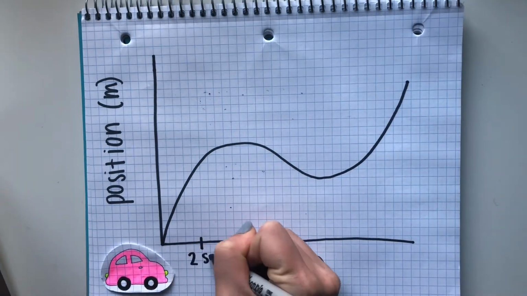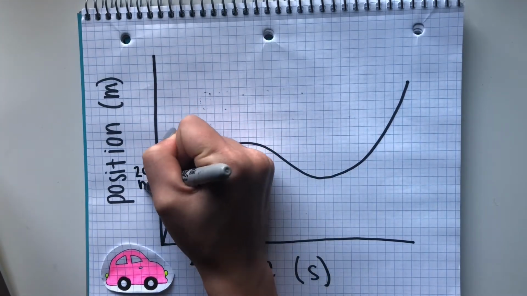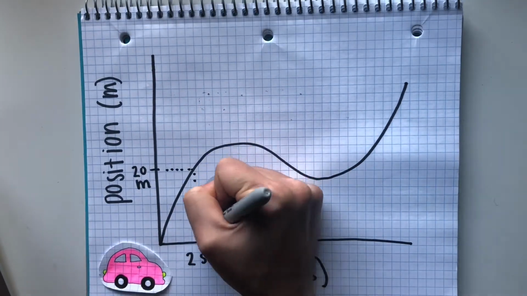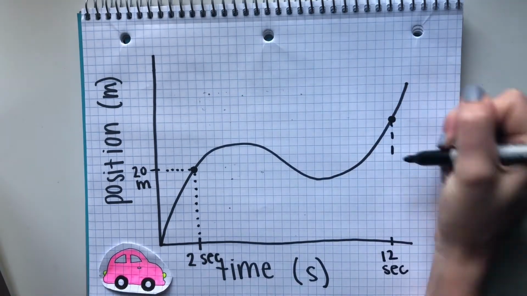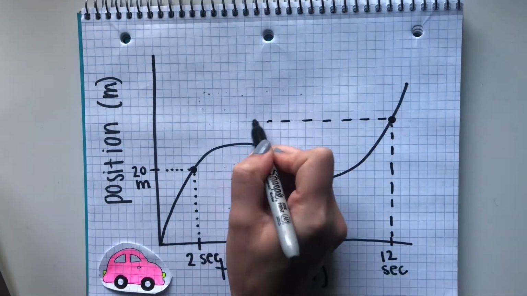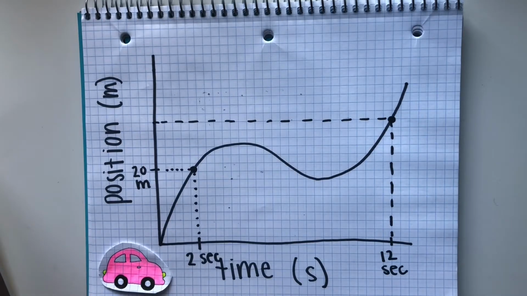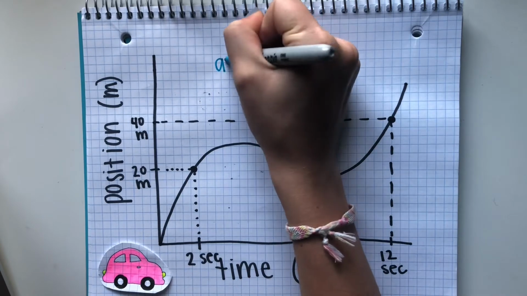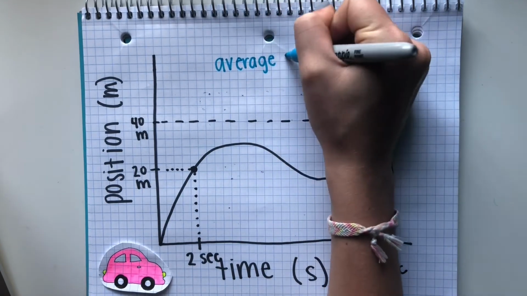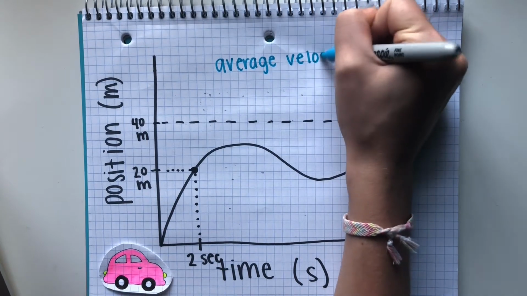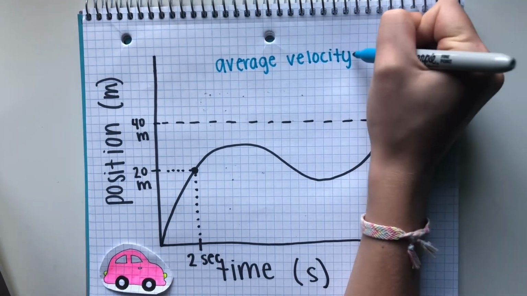Now I'm going to assign values to the graph. So at 2 seconds, the car reaches 20 meters away from the starting point. And then at 12 seconds, the car reaches 40 meters away from the starting point. Now the question we are trying to solve is what is the average velocity of the car between t equals 2 seconds and t equals 12 seconds.